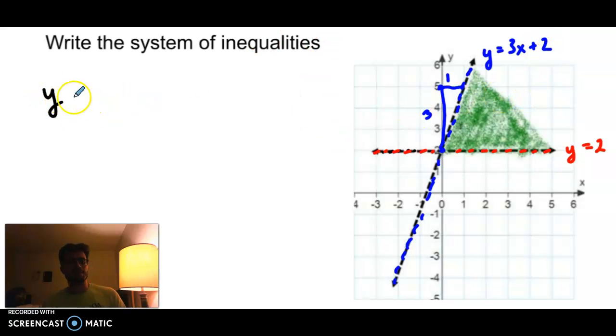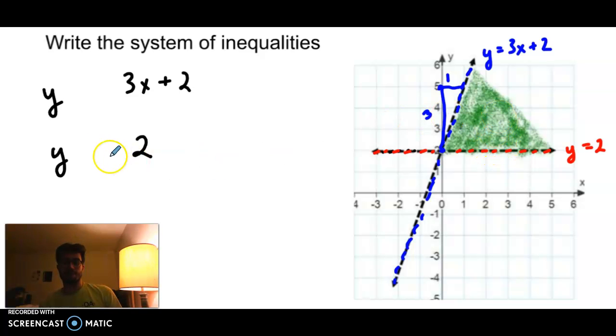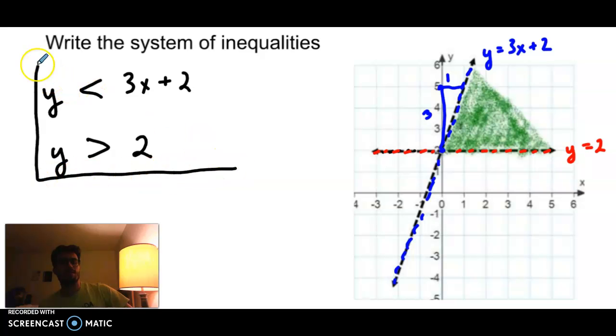So now we just need to figure out what is my symbol. This is dotted, and the green is above the line. So we're going to do y is greater than 2 because it's above the line. For this one, it's dotted, but the green is below the line. So we're going to say less than. And then I'm not doing less than or equal to, greater than or equal to, because both lines are dotted. So this is my system.